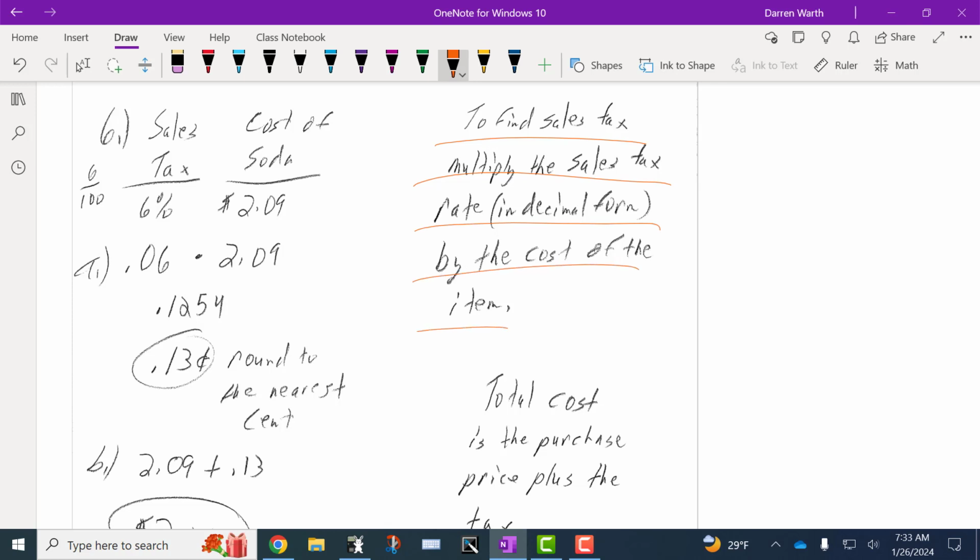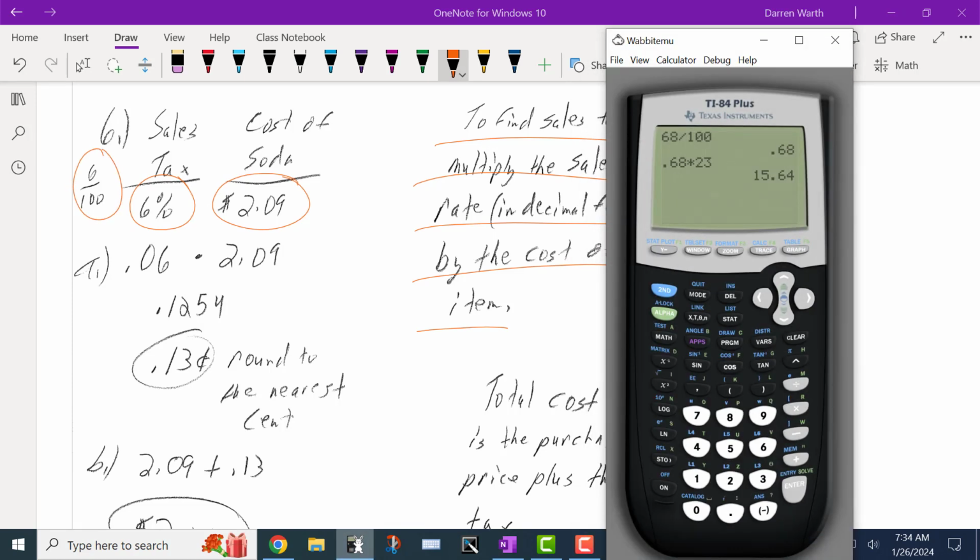So notice in this case right here, the cost of our soda is $2.09. Our sales tax rate is 6%. So to change that over to a decimal, you drop the percent sign and divide by 100. So I'm going to drop my percent sign, and I'm going to divide by 100. So I take 6 divided by 100, and I get 0.06.